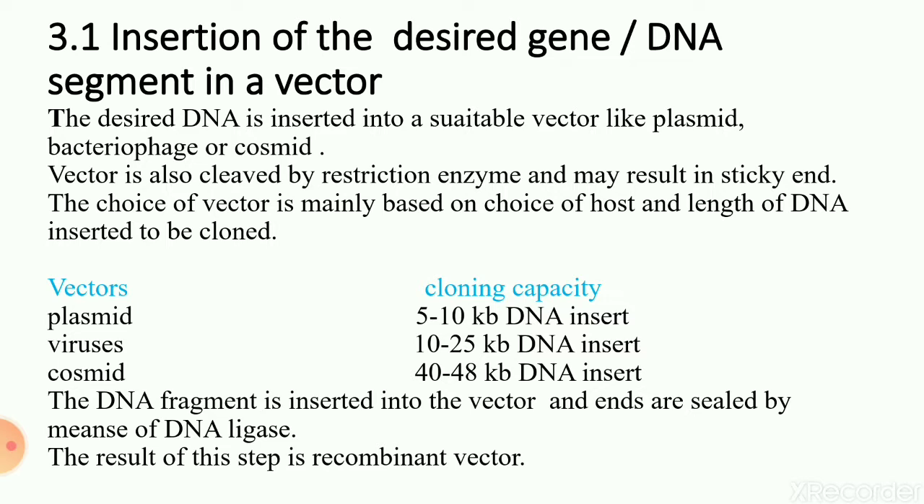Plasmid has a cloning capacity of 5 to 10 kb DNA insert. Viruses have 10 to 25 kb DNA and cosmid have 40 to 48 kb DNA. The DNA fragment is inserted into the vector and the ends are sealed by means of DNA ligase. DNA ligase acts as a glue. The result of this step is a recombinant vector.